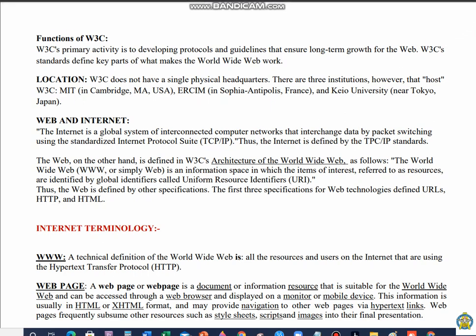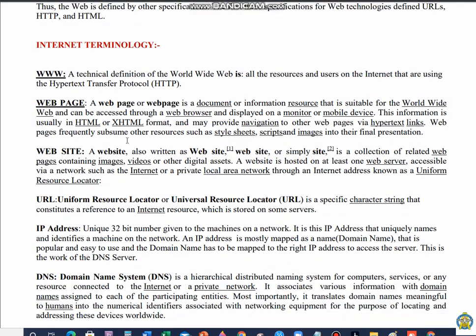There are some terms used here that we will see a little later. Now, some terminologies that are very commonly used.